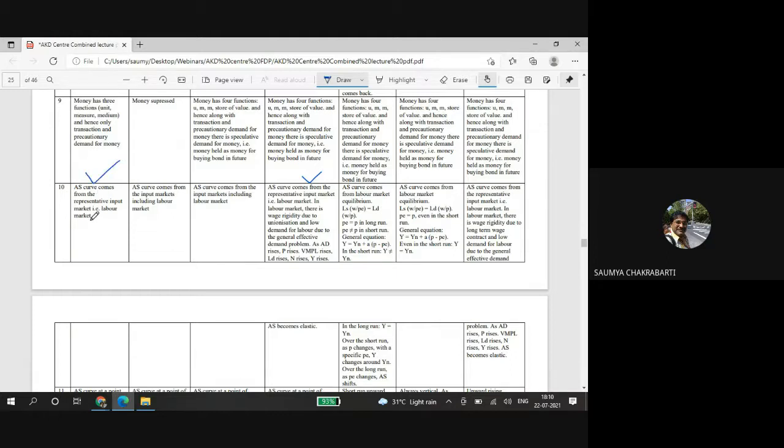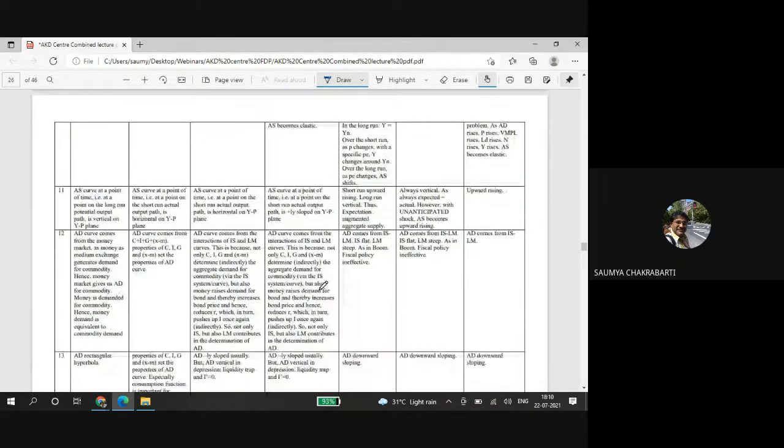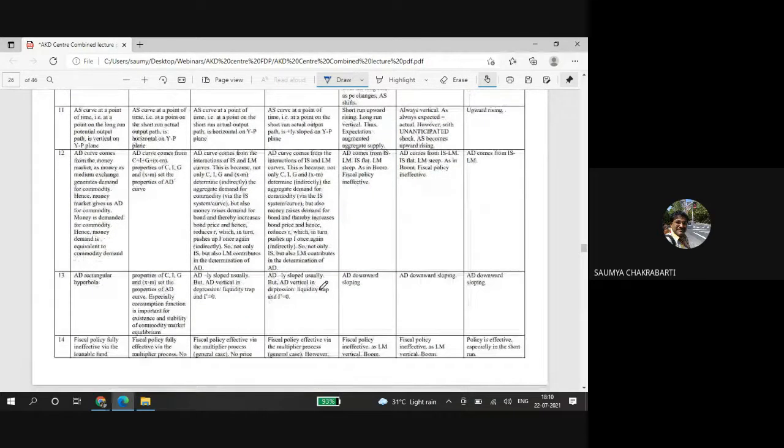But we have to mention that this classical aggregate supply curve is basically about the long run, whereas for Keynes, we are actually talking about the short run. That is important, we have to keep in mind. And then if we come to 11, 12, 13, and 14, these are the things on the AS curve, I'm not going into that.